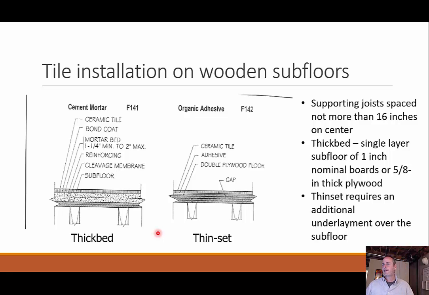Over wooden subfloors, we can also have a thick bed or thin set, which you can see the difference here. Supporting joist space not more than 16 inches on center. It is to support this weight. Thick bed, single layer subfloor, 1 inch nominal boards or 5/8-inch thick plywood. So once again, we need a thicker subfloor because we can't have deflection between our joists, right? Thin set requires an additional underlayment over the subfloor. The idea behind that is with your subflooring, if you're on wood, it can suck the moisture out of your mortar, and that would decrease the bond strength, right?